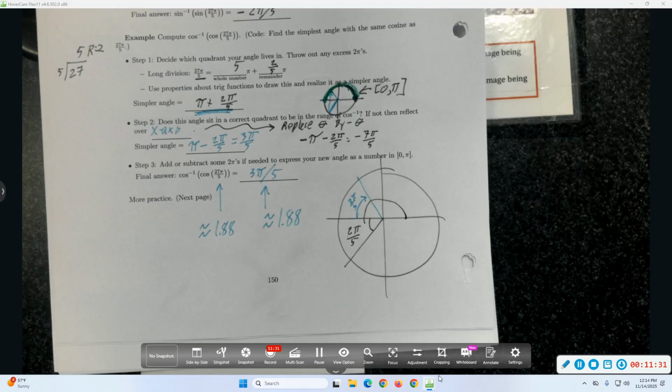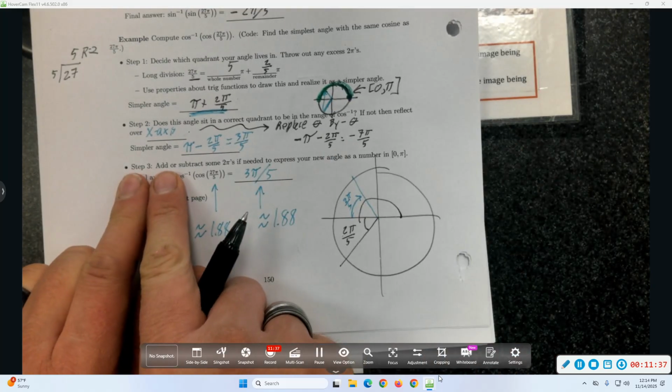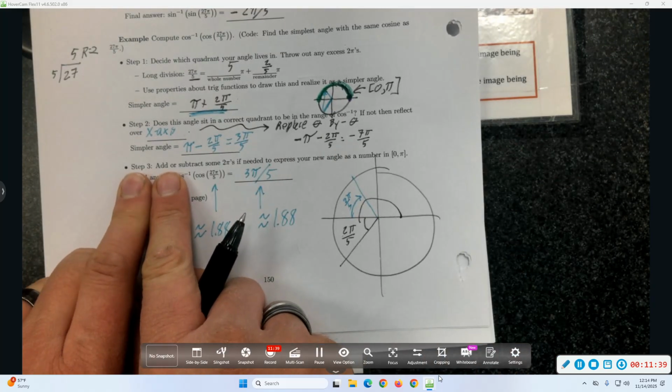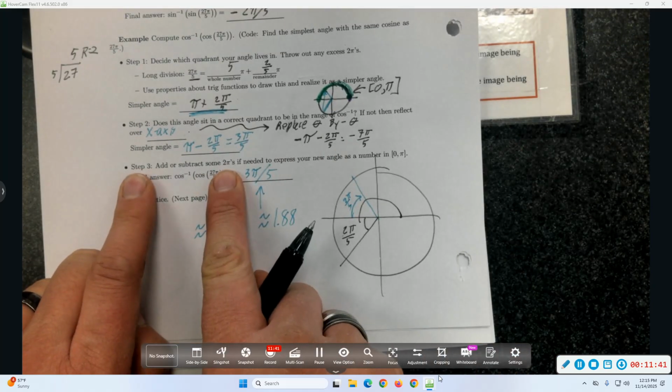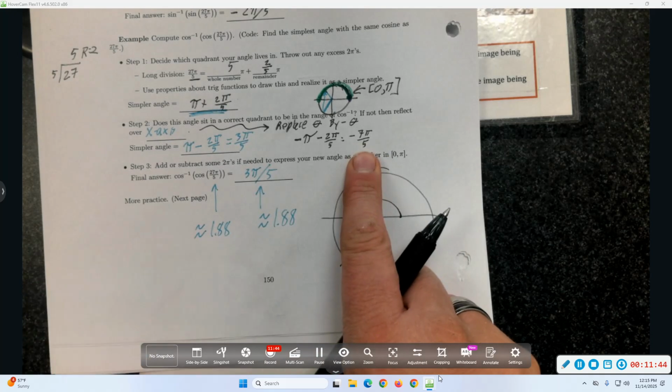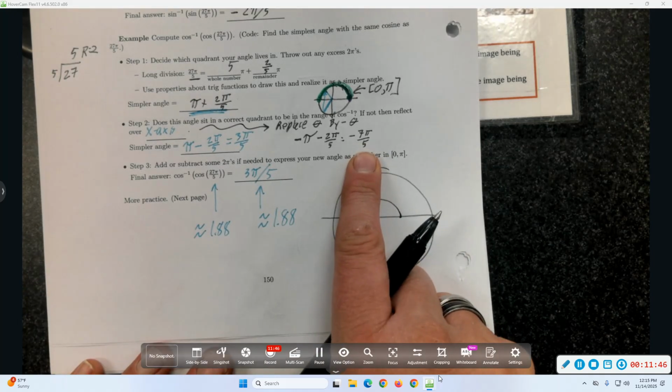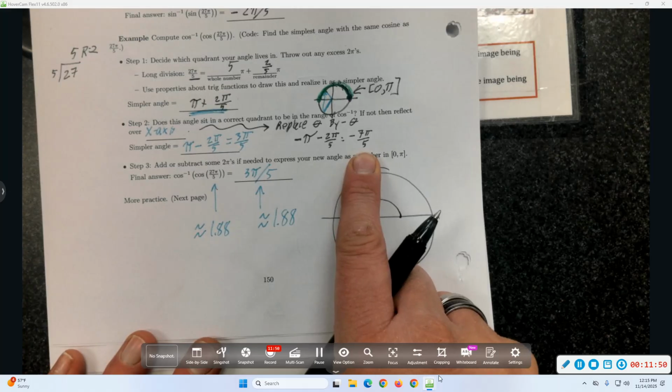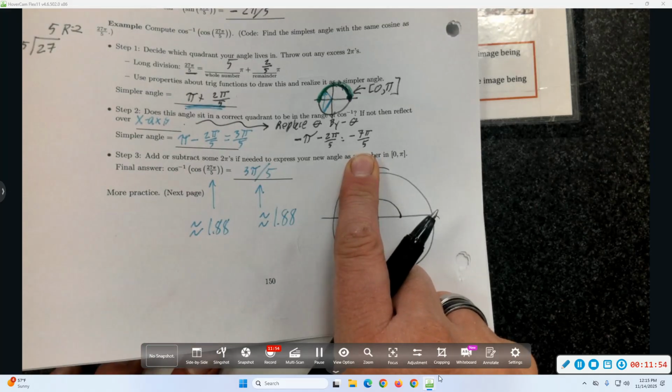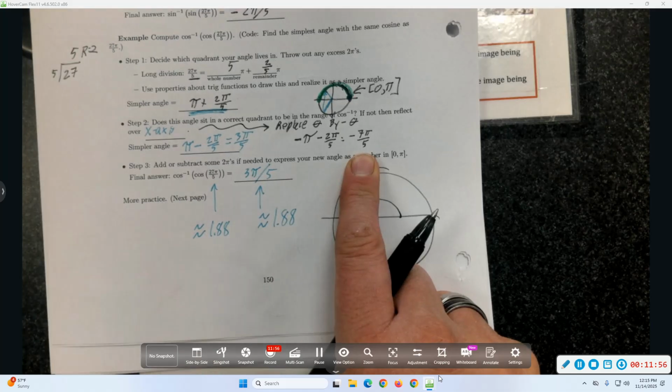Well, you can add 2 pi again, right? That preserves cosine. Step 3, if you're not in the right range, then in the last step you might need to add or subtract some more 2 pi's. If you want to take that and make it positive, should you add or subtract? Add. How many 2 pi's do you think we should add? Let's start with 1 and see if it's enough.